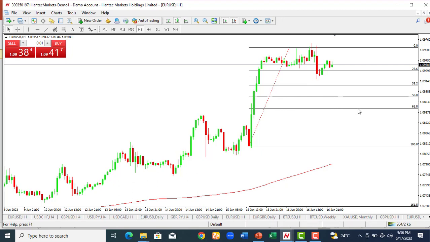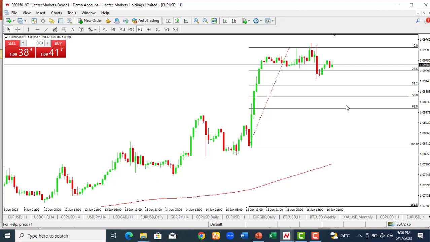Then this is the Fibonacci golden ratio, which is 61.8. When it gets to 61.8, it is very much reliable, and most times it correlates with the trend line. All you have to do is, when the market gets to 61.8, allow the market to give you a candlestick confirmation, bullish candlestick confirmation, before you buy.